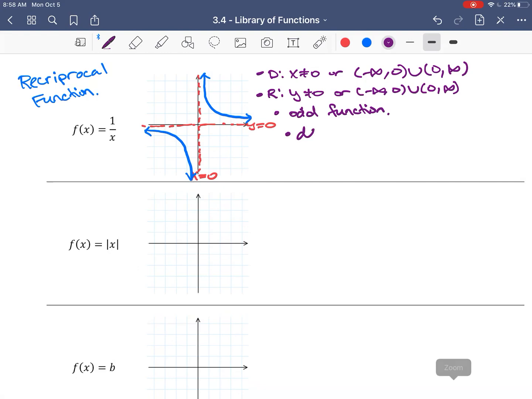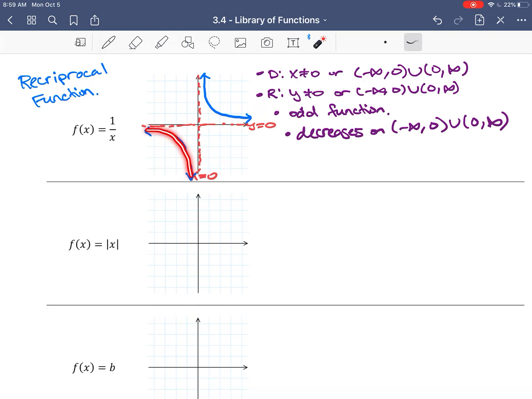Now this function decreases on the interval from negative infinity to 0, and then again on the interval from 0 to infinity. So on its entire domain, it's decreasing. So as we move to the right, we're always going down. Okay, so you can't include this jump at the asymptote there. It's not counted as increasing.